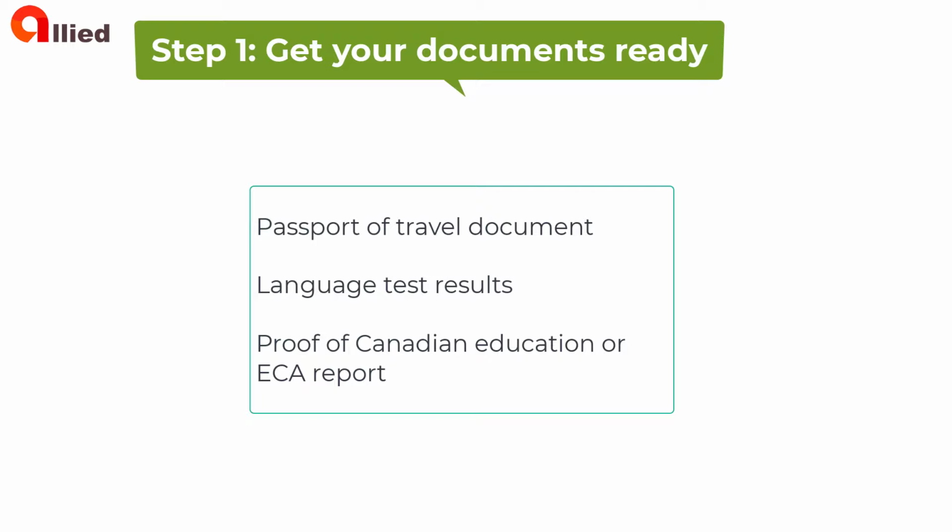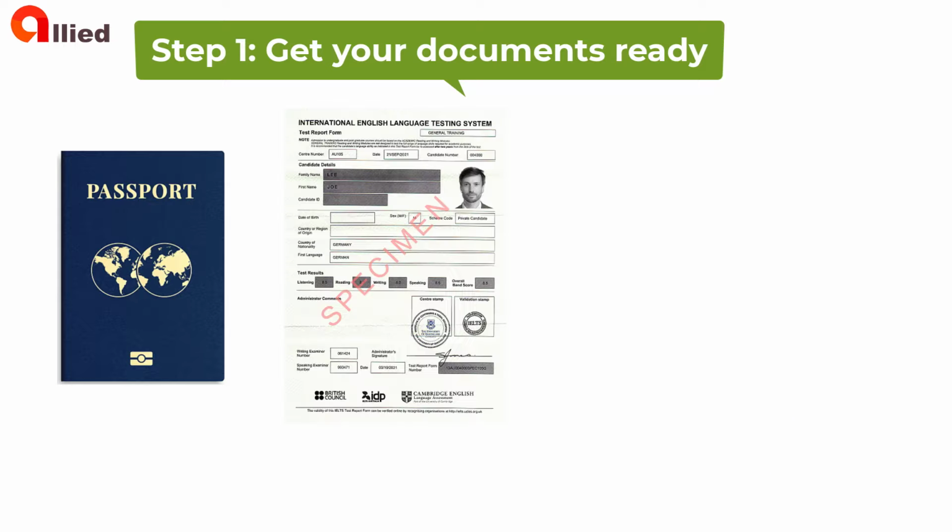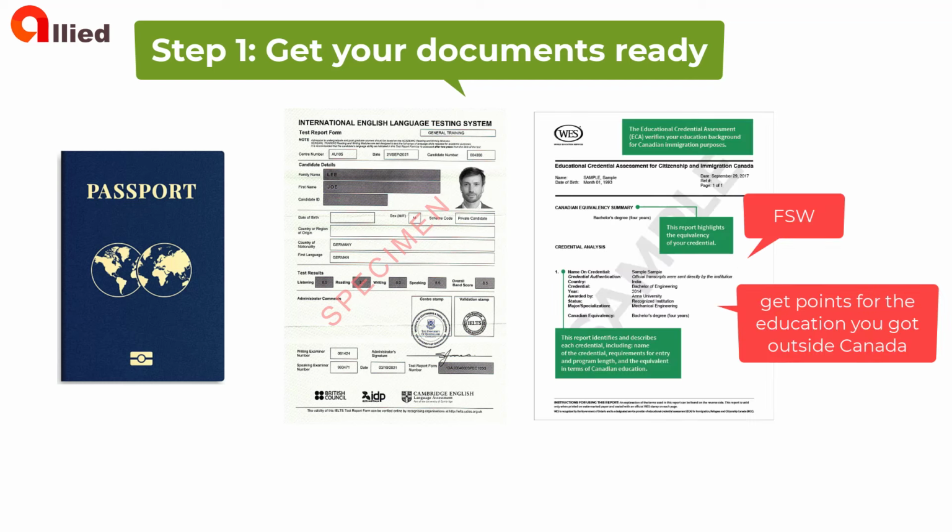Step 1. Get your documents ready. Before you can submit your Express Entry profile online, you need to prepare the following required documents: passport or travel document, language test results, and, if you're applying through the Federal Skilled Worker Program, or you want to get points for the education you got outside Canada, you need to get an educational credential assessment report for immigration purposes. You don't need to upload these documents to submit your Express Entry profile, but you may need information from these documents.